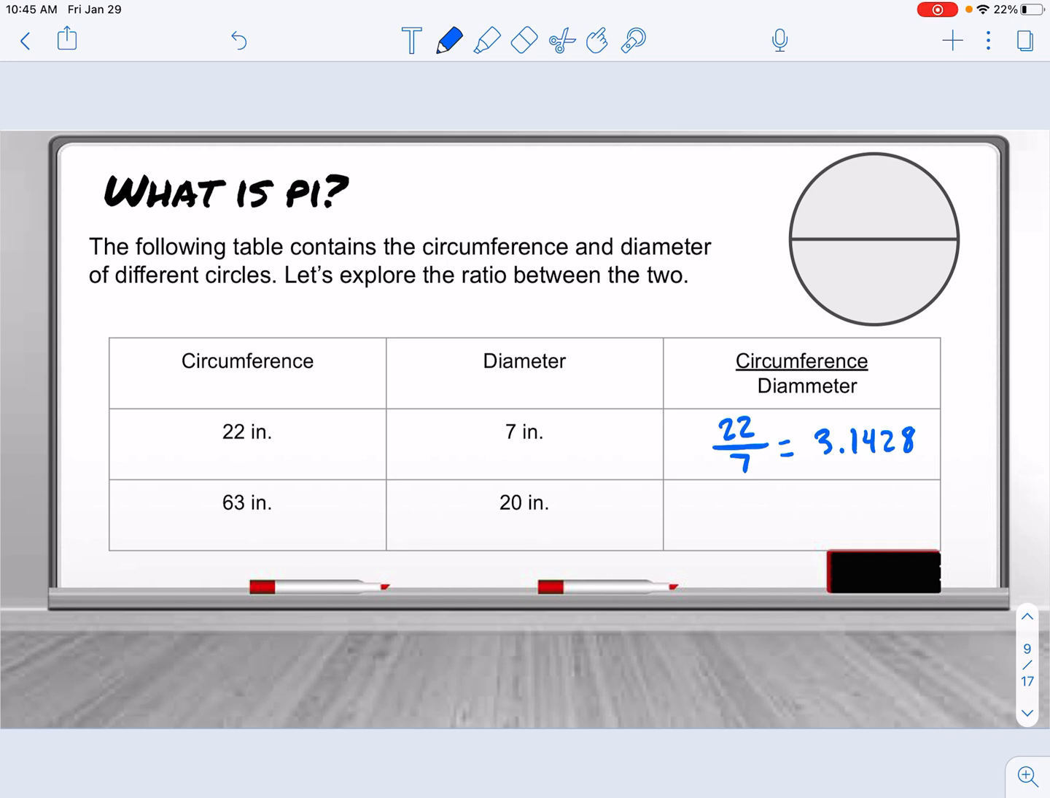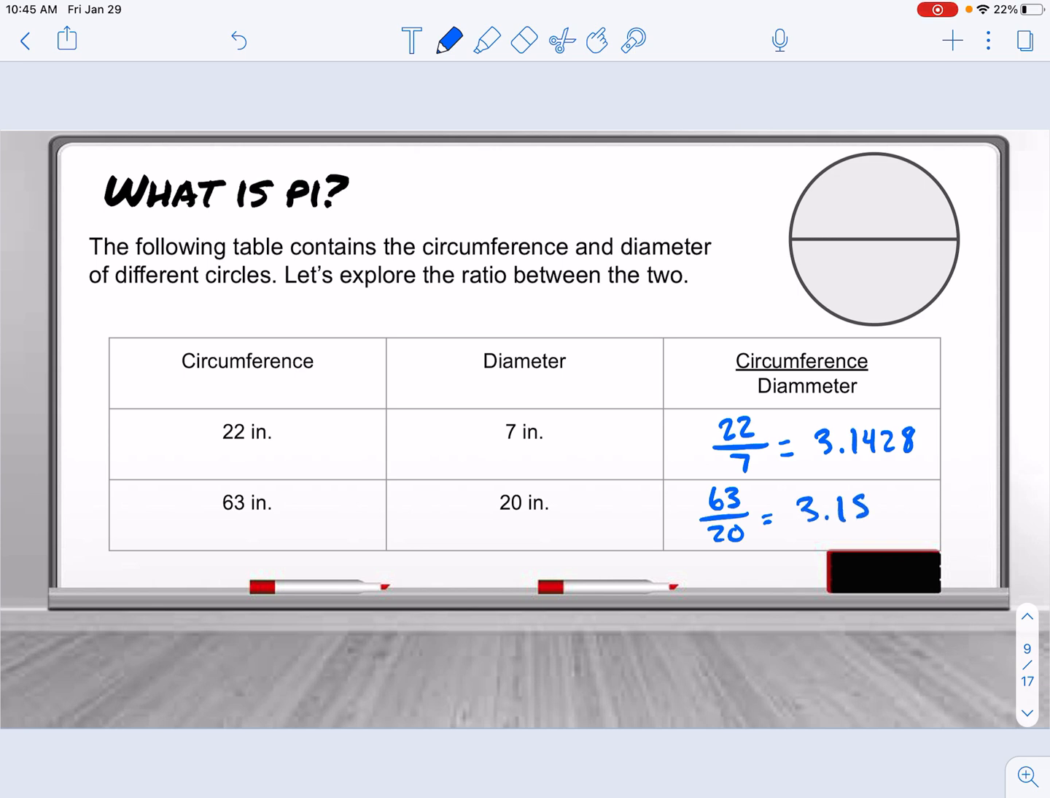Now, if I take another circle and it's 63 inches around, so the circumference is 63. The diameter is 20, so it's 20 across. And when we divide 63 divided by 20, okay, we get 3.15.